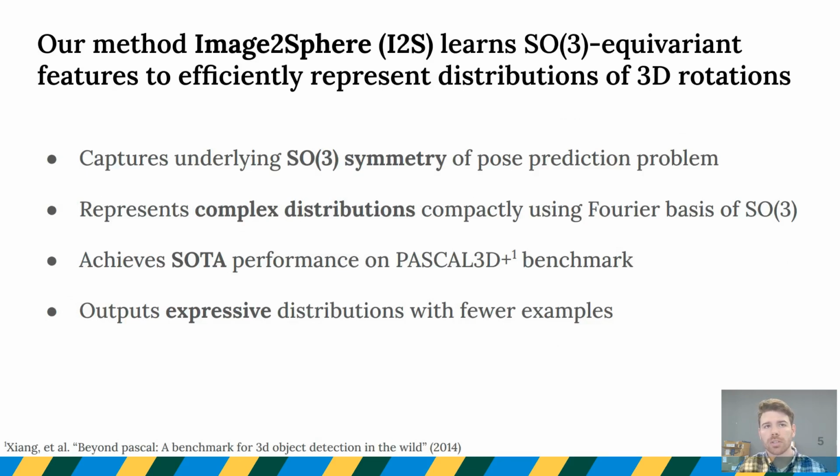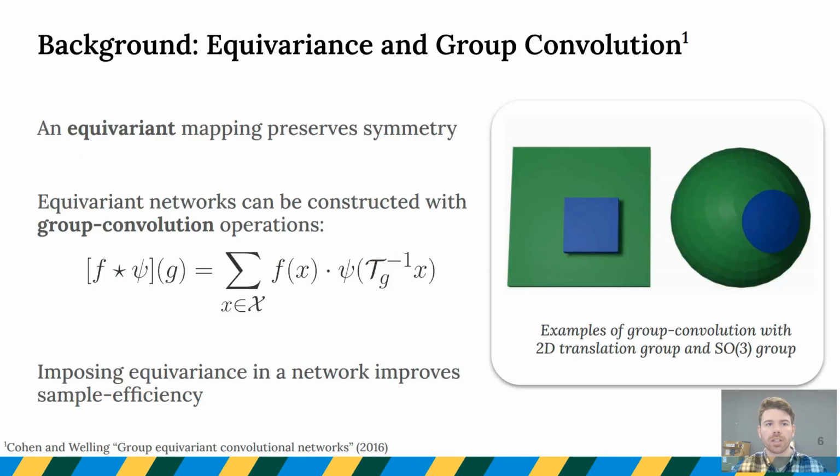We aim to address these limitations with Image to Sphere, a method that learns SO3 equivariant features to efficiently represent distributions of 3D rotations. It captures the underlying SO3 symmetry of the problem and represents complex distributions compactly using the Fourier basis of SO3. Our method achieves state-of-the-art accuracy on the Pascal3D+ dataset and produces detailed distributions with fewer examples than competing baselines.